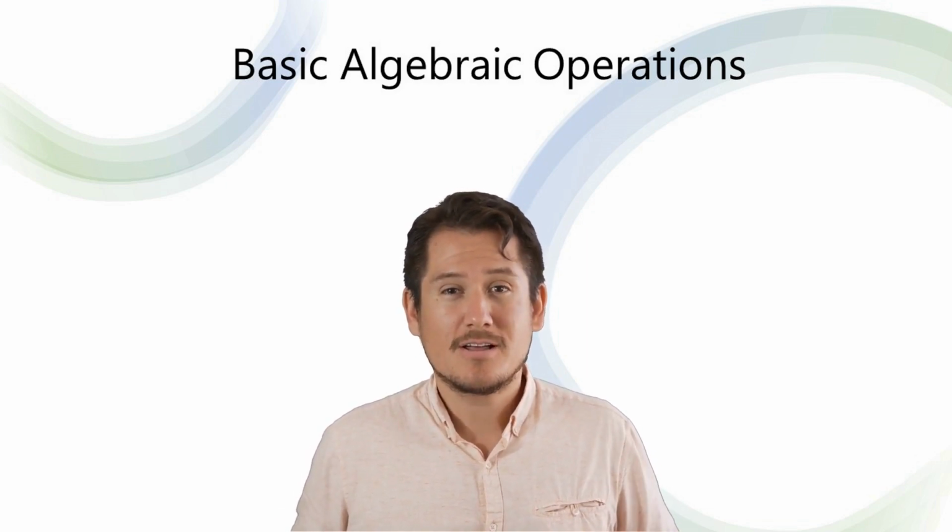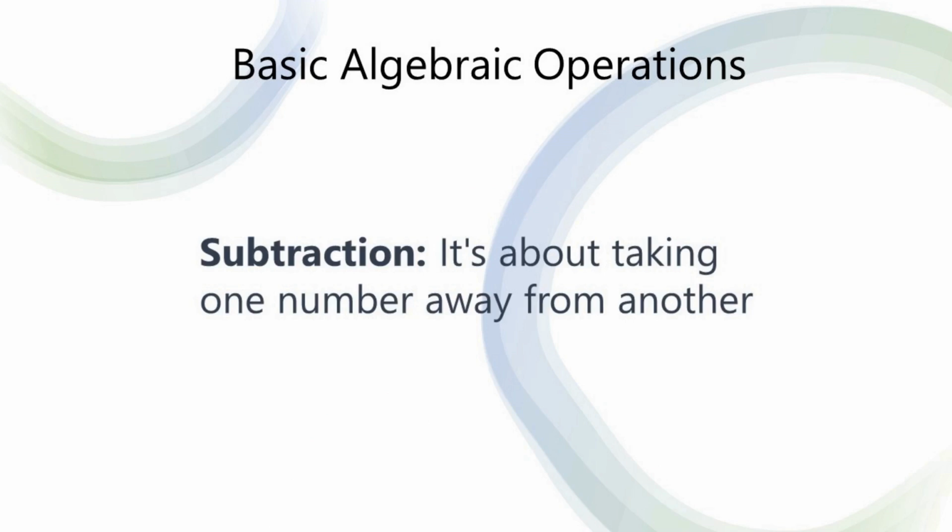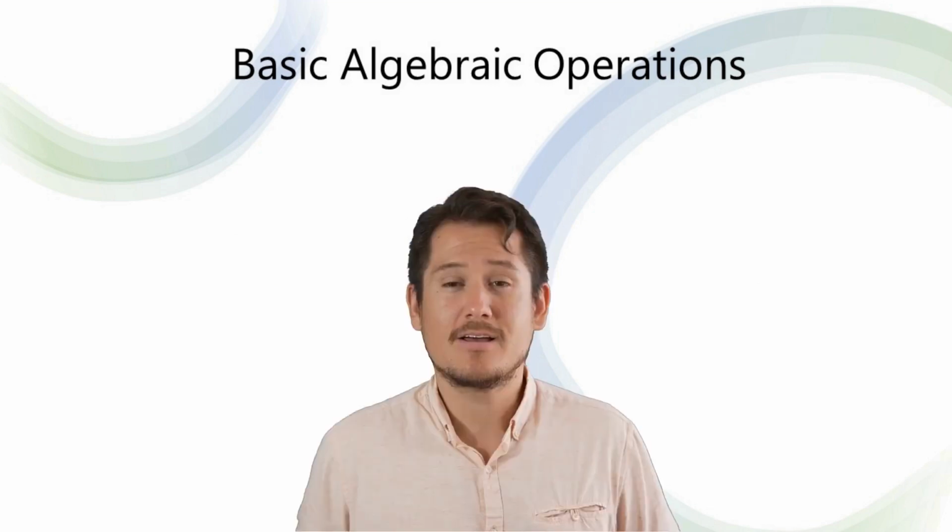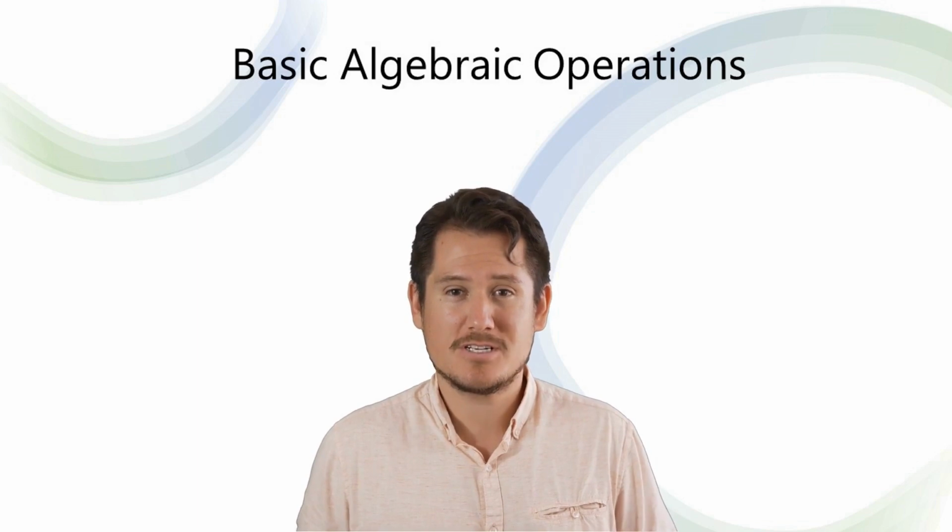Subtraction, in essence, is the counterpart of addition. It's the operation of taking one number away from another, and it's vital in both everyday mathematics and algebra. To illustrate, if we subtract 3 from 8, the result is 5. This is fairly straightforward. In algebra, subtraction works in a similar manner.